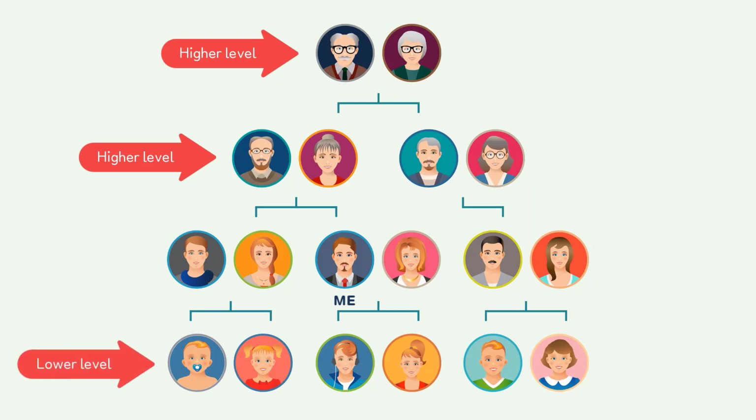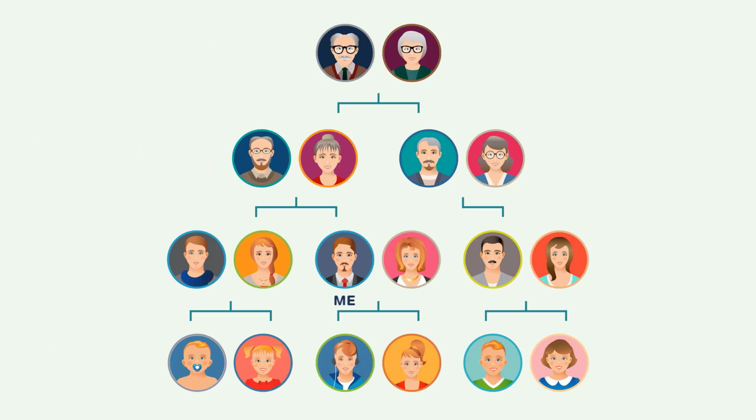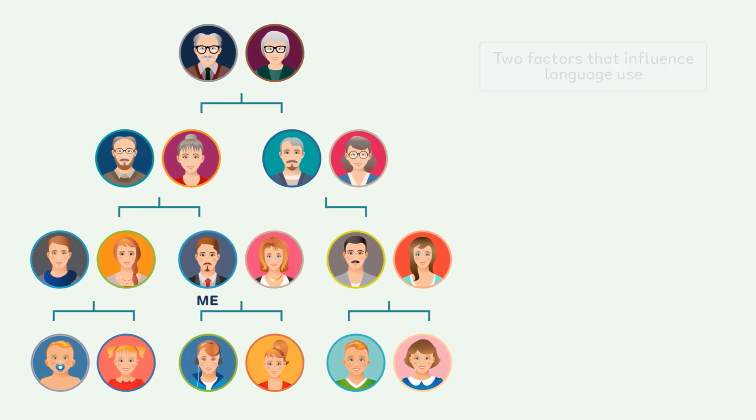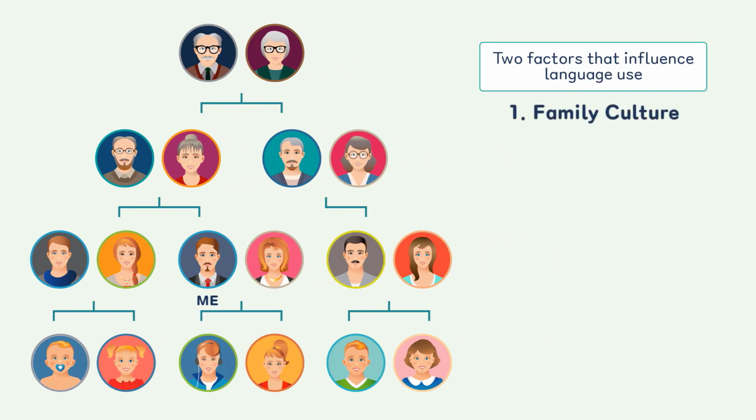For those in the same level, such as my siblings and my cousins, the hierarchy is established through age, so it's fairly simple to understand. Now, when it comes to how we use 반말 and 존댓말 in families, it depends on a couple of key factors. First, it depends on the family culture.